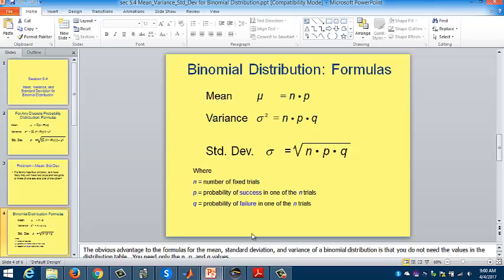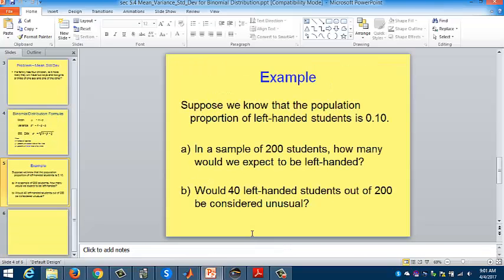Ready? So if you have that, let's use it in an example. Here we go. Suppose we know that the population proportion of left-handed students is 10%. I don't know if that's true. Maybe they made a nice number for me, 10%.